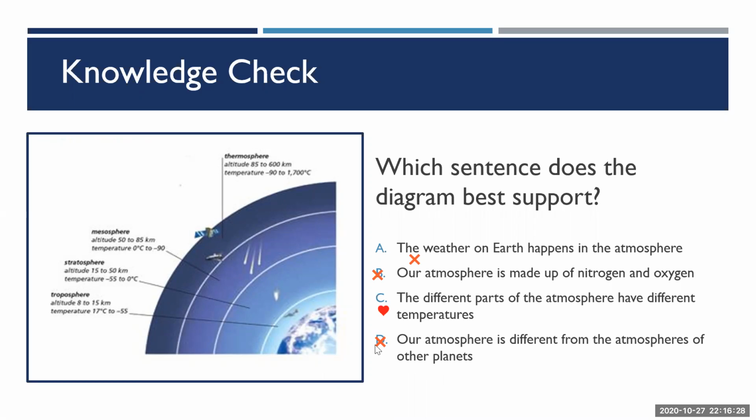So by process of elimination, our answer for this is C. All right. The diagram best supports the sentence stating that the different parts of the atmosphere have different temperatures.